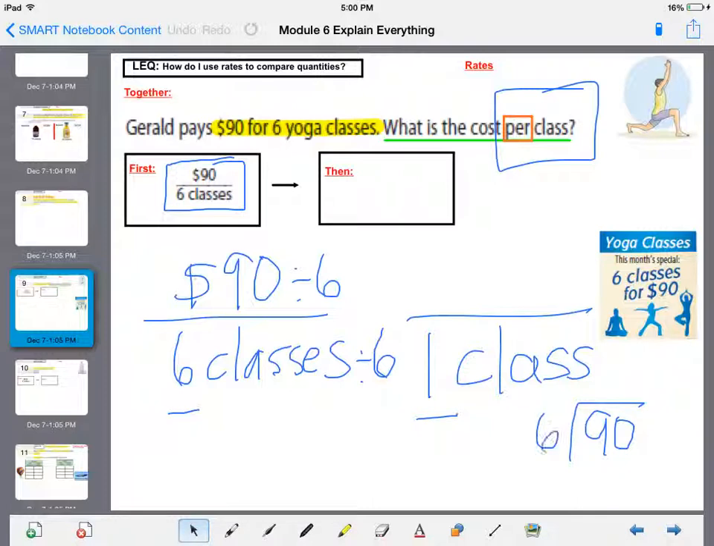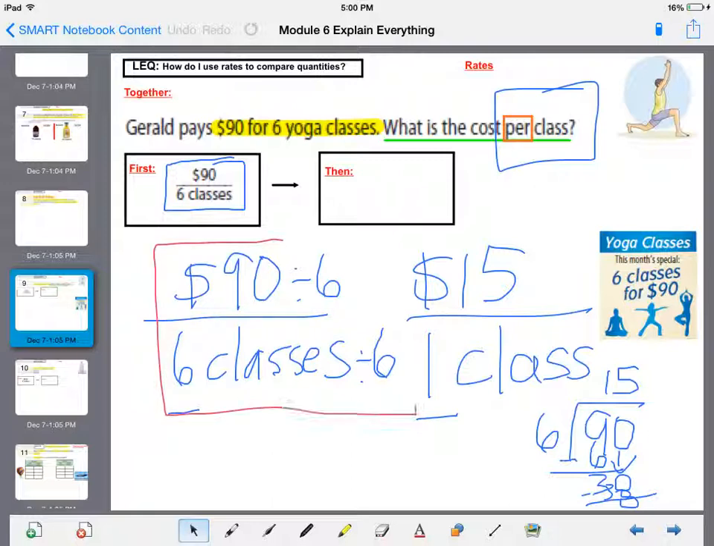90 divided by 6 goes into 9 one time. Take 6 from 9, we get 3. Bring down the 0, and that's going to be 5 whole times. We take 30 from 30, and that'll get us $15. So in order to answer this question, our step 1 was to write the rate for the information given. And our next step was to find out how much we're paying for each class. So we found the unit rate, which was $15 per one class.